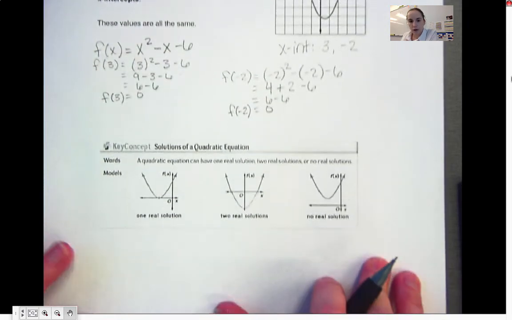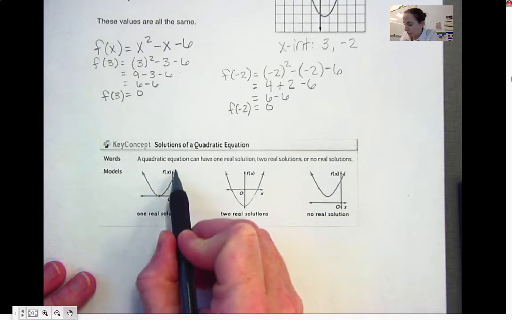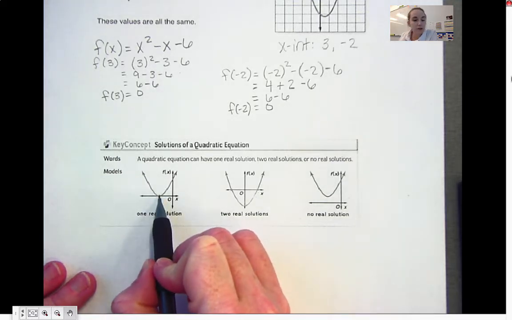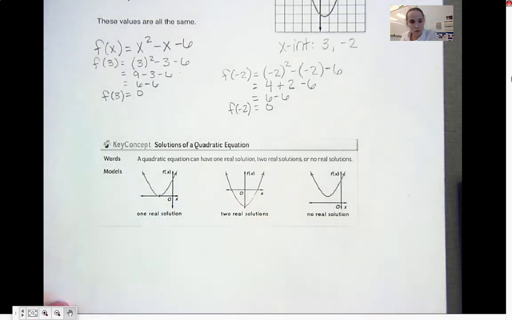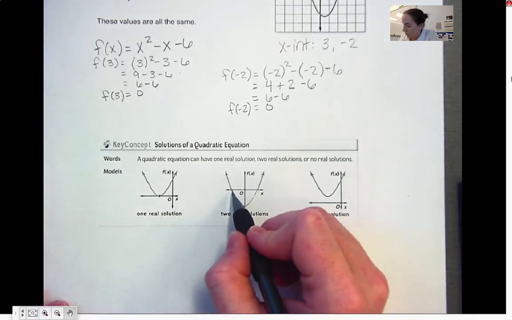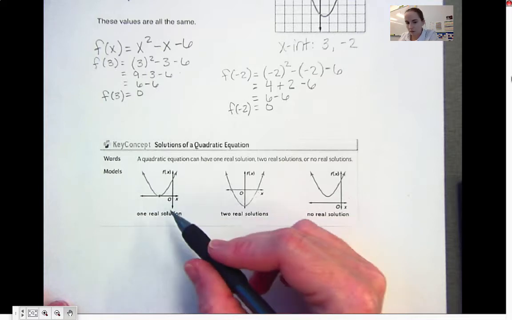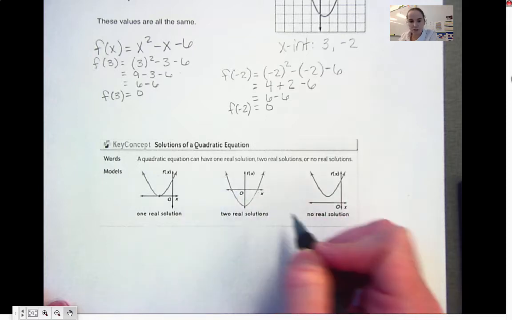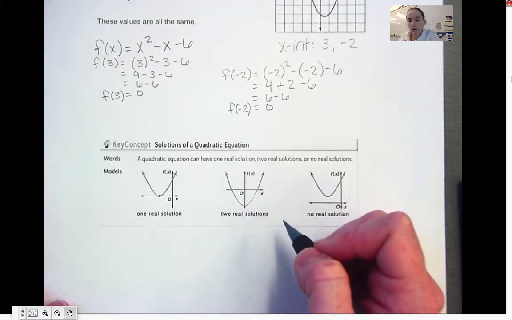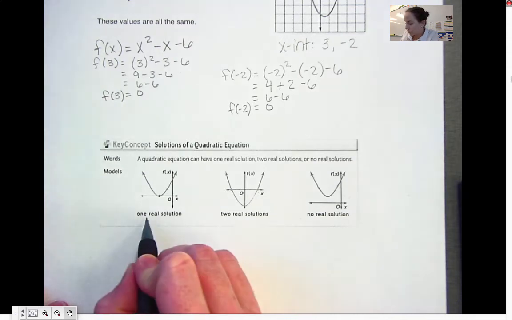Now, if you look down here at the bottom, there are many representations here. If your graph touches the x-axis and goes back, it doesn't cross, then there's only one solution, whatever that value is. But you still have a quadratic function, so we'll talk about what that means a little later. If you have two places where it crosses the x-axis, you have two real solutions. Now, on the first one I said just one solution, it's one real solution.